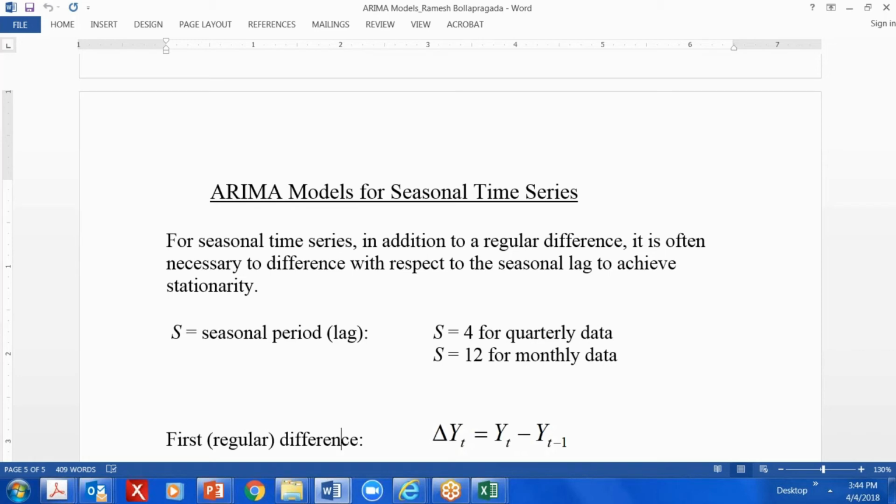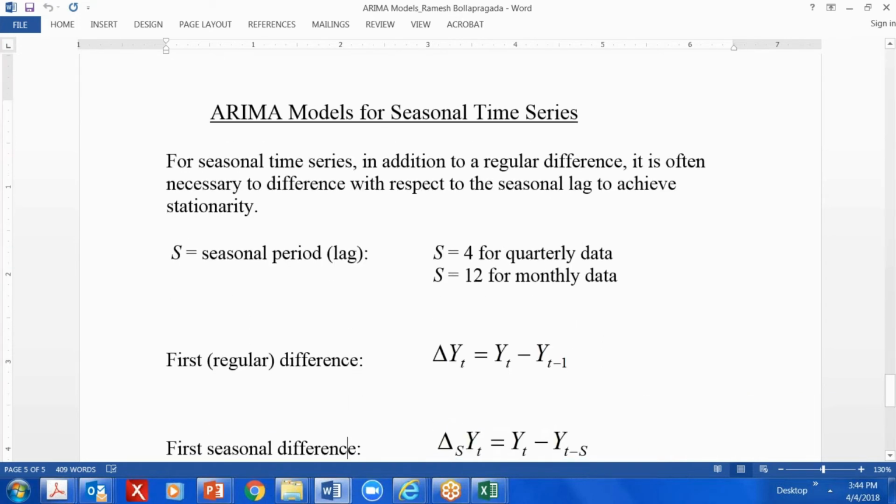So what do you do when you have seasonality, right? If you have a non-stationary time series that has seasonality, which is the most complicated thing to forecast, how do you do that? That is where we have the ARIMA models for seasonal time series. We define seasonality here as, for example, if you're looking at quarterly data, it is 4. For monthly data, it is 12.